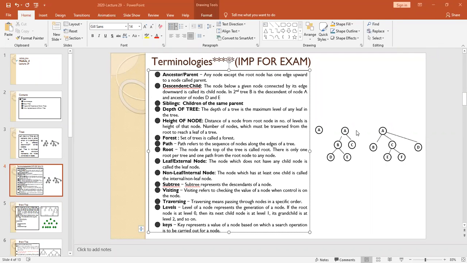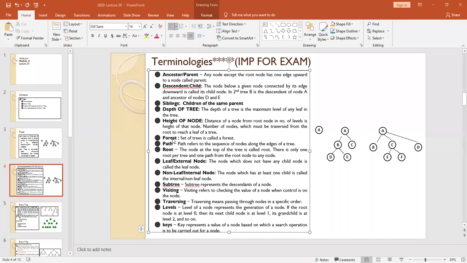A is at level 0, B and C are at level 1, D and E are at level 2. There is no 3; 3 is wrong. You will get only these numbers. So the height of node A is 0, the height of nodes B and C is 1, and the height of nodes D and E is 2. That is called height.